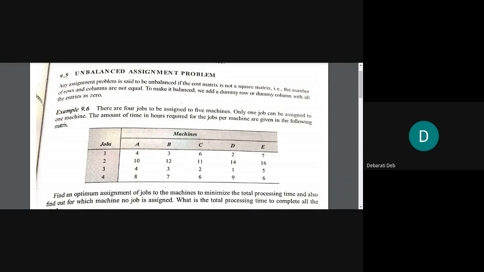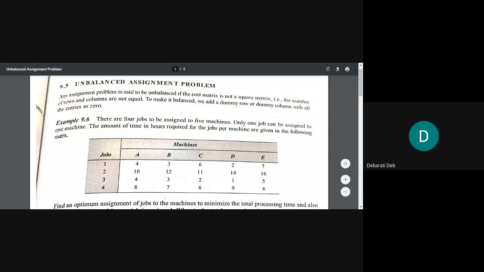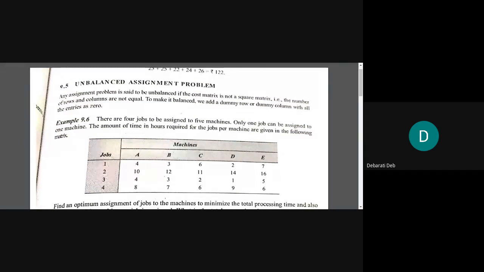All right. So let us start today's topic. Today's topic is the unbalanced assignment problem. What is the meaning of an unbalanced assignment problem? It means that the number of rows and the number of columns will not be equal, and that is how you cannot determine the order of the matrix. So what you need to do if you receive an unbalanced assignment problem? We have seen what to do with an unbalanced transportation problem. Now we will see what should be done for an unbalanced assignment problem.